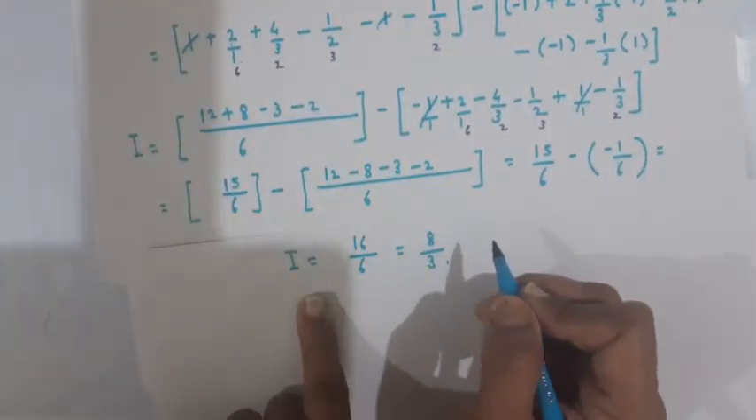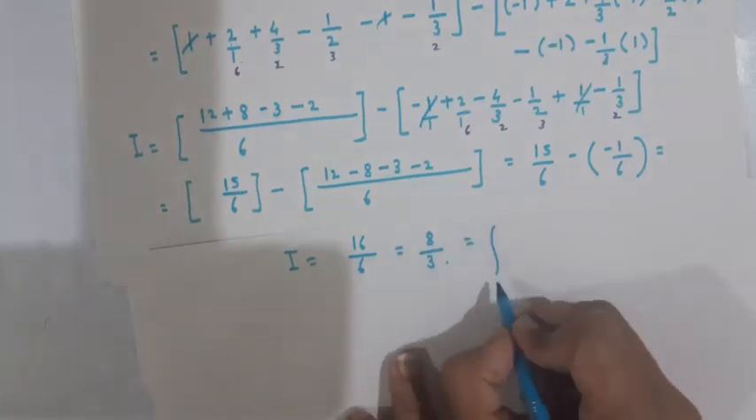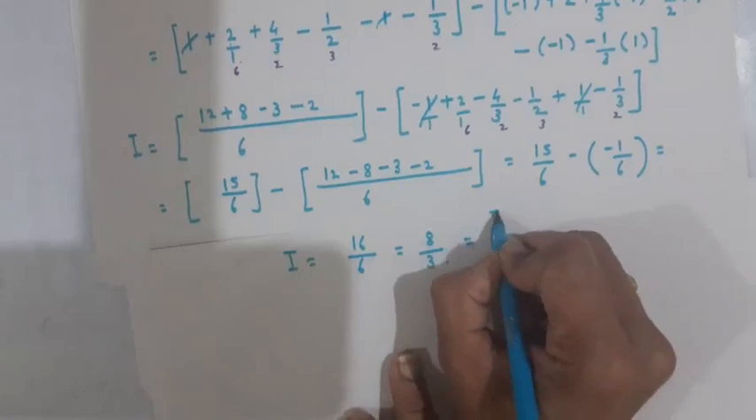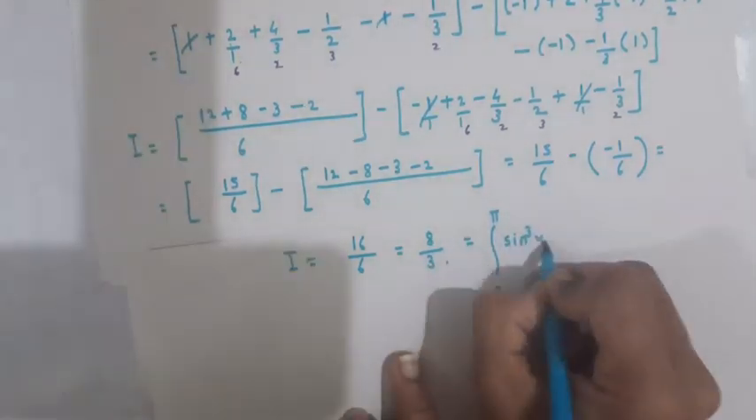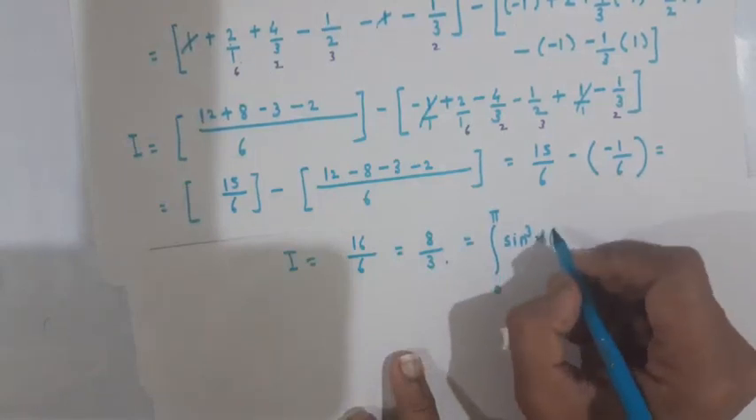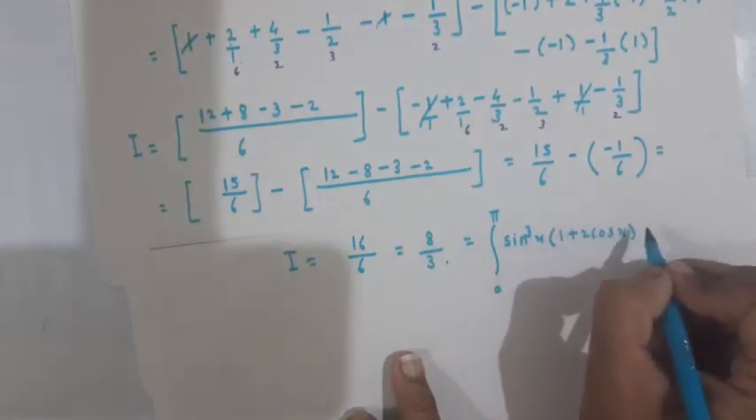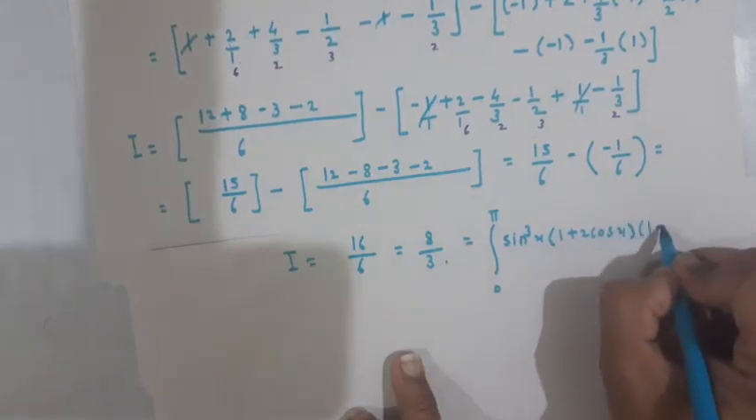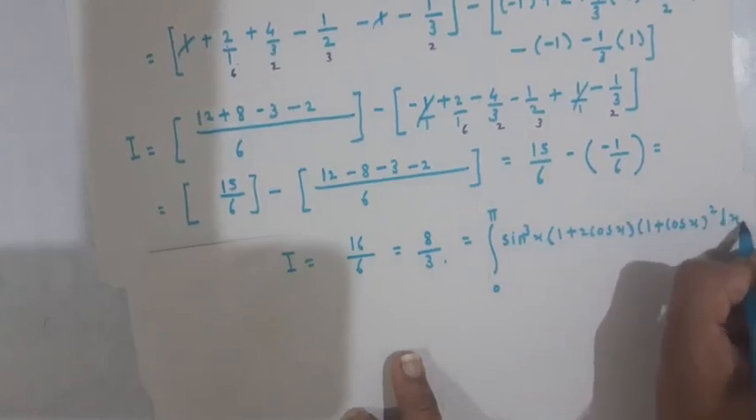The answer is 8 by 3, and the next problem is the integration of 0 to pi sine cube of x into 1 plus 2 cos of x into 1 plus cos of x whole square with respect to x.